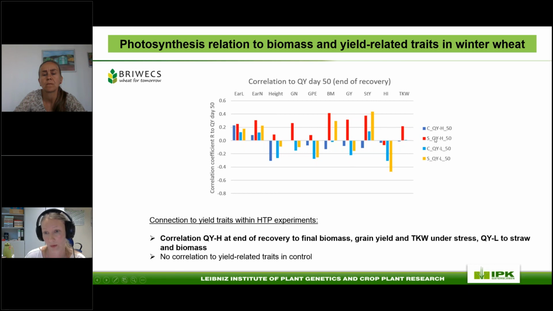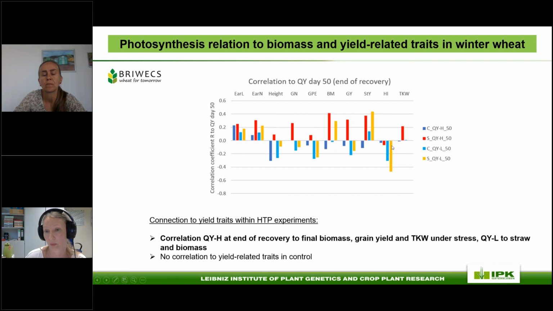So that's QYH under drought stress in the recovery phase and QYL under drought stress, while the control treatment is not correlated with biomass. For grain yield here in this data set, it's QYH under stress, and there's also a correlation to the straw yield.